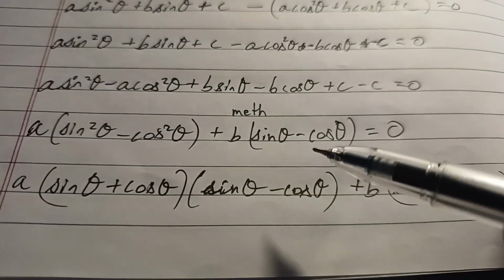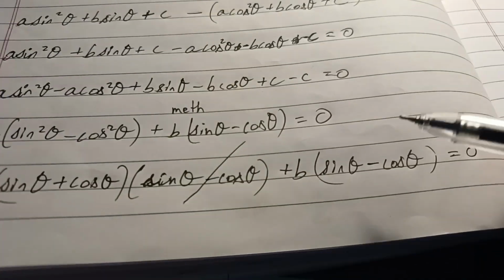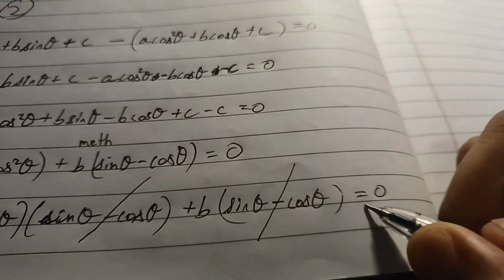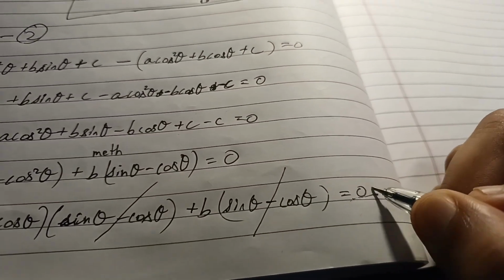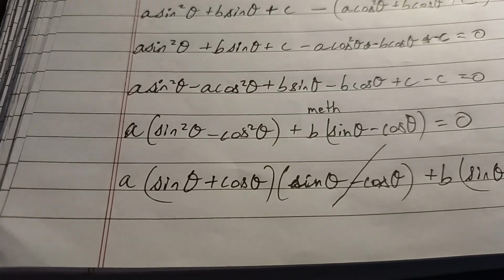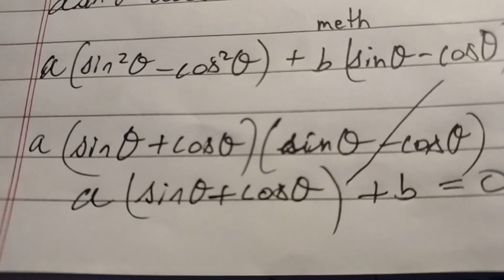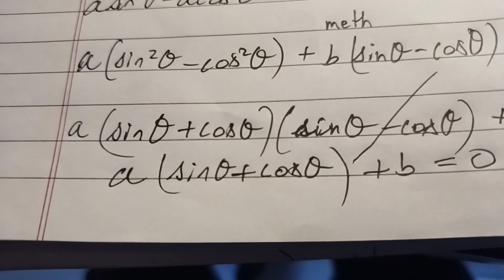So in fact, we can do something very cool. We can just divide it from this term over here, divide it from this term over here. This will be 0 divided by sine theta minus cos theta, which is still 0. So we get an equation like this, and we can finally equate in terms of sine theta plus cos theta again, which would give us this.